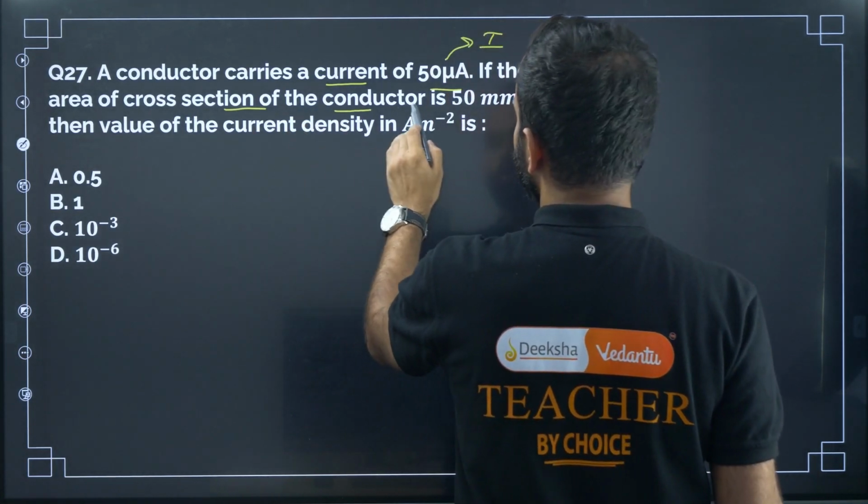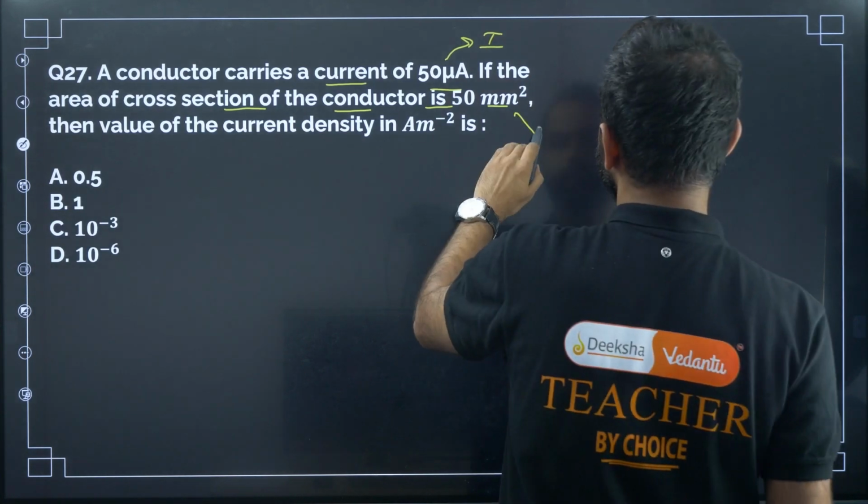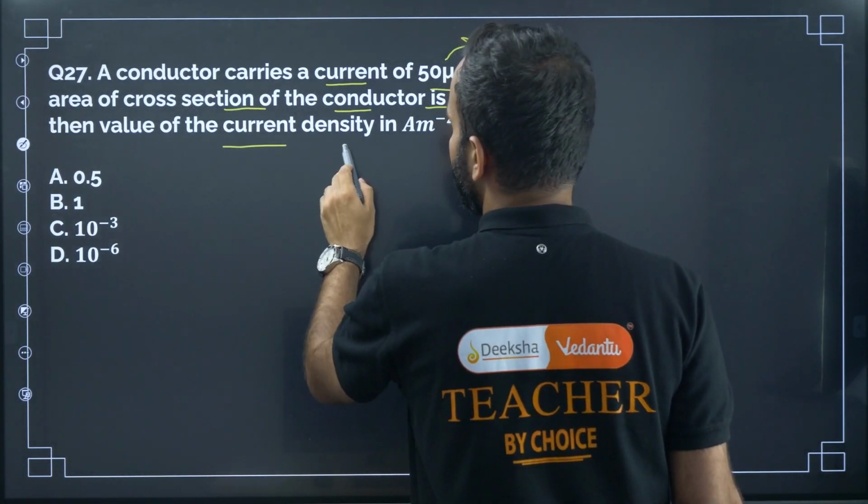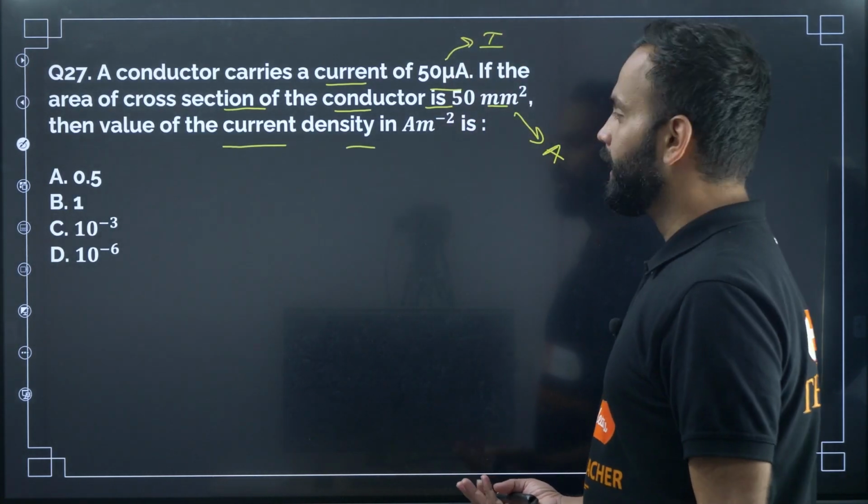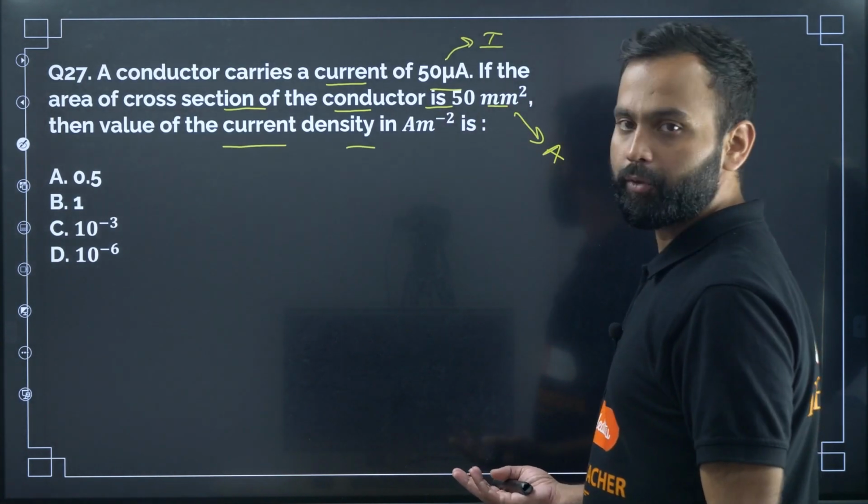If the area of cross section of the conductor is 50 millimeter square, that is A, then the value of the current density is... Direct question, right? Even in board exams they won't ask this kind of question.